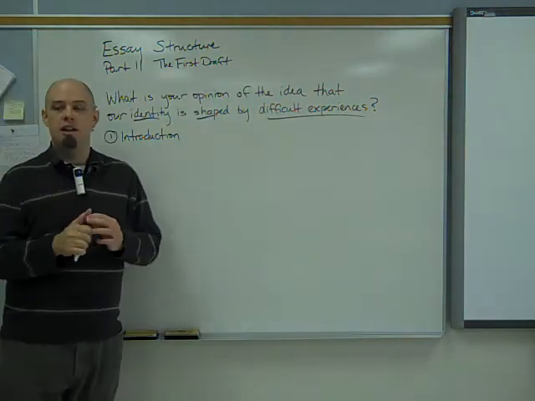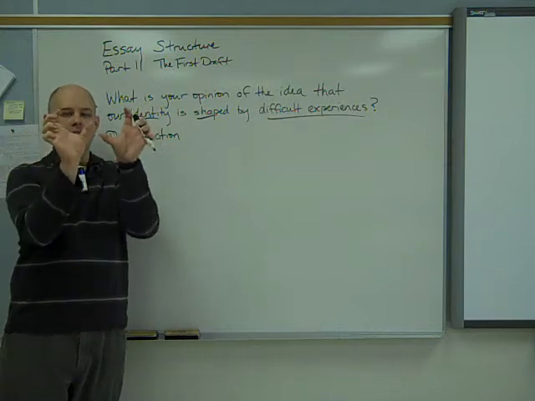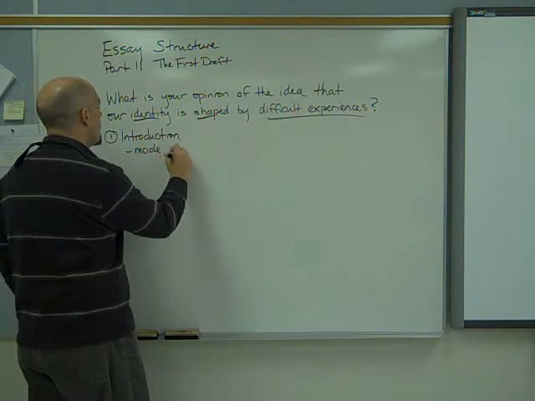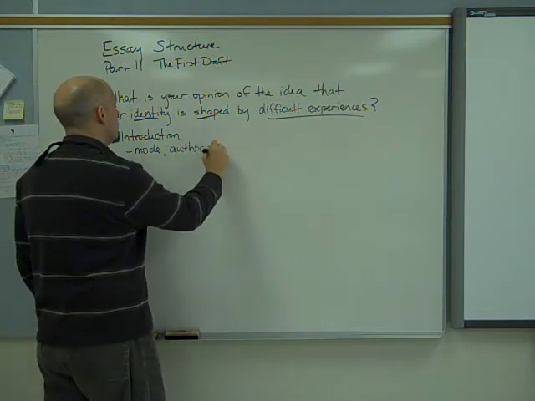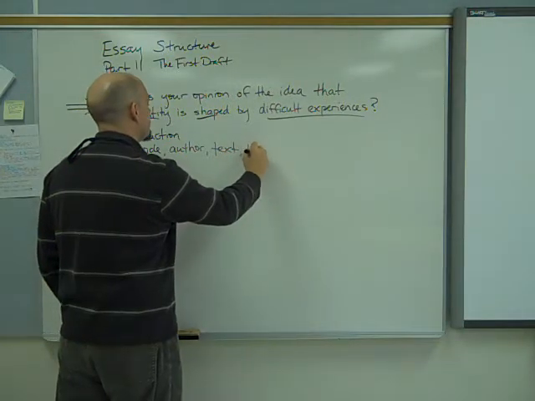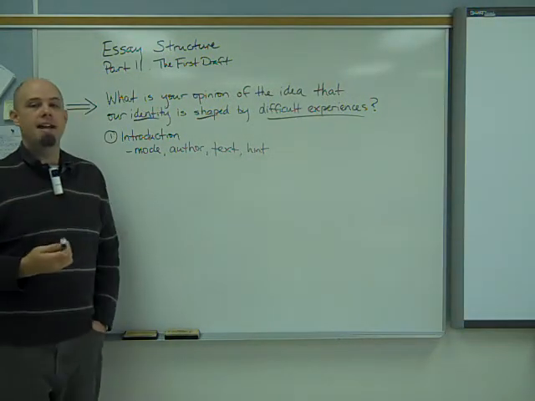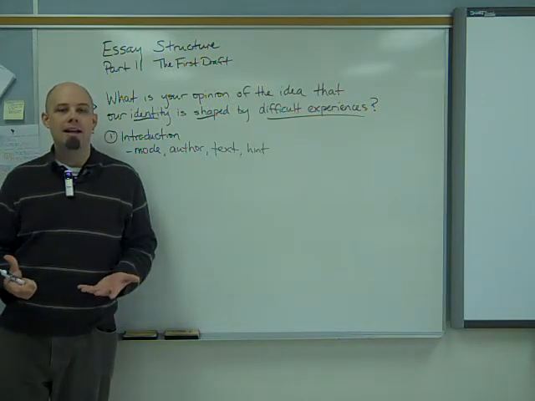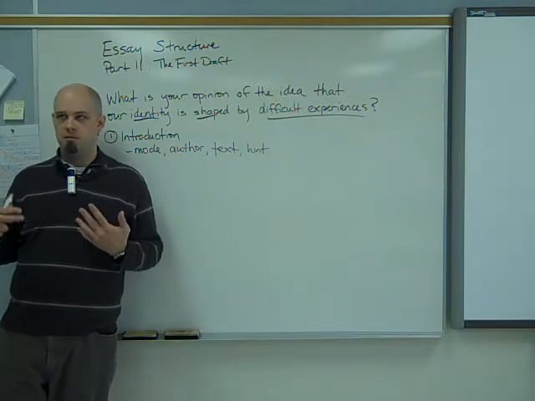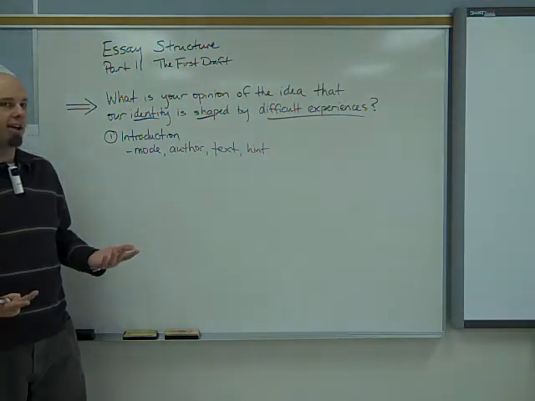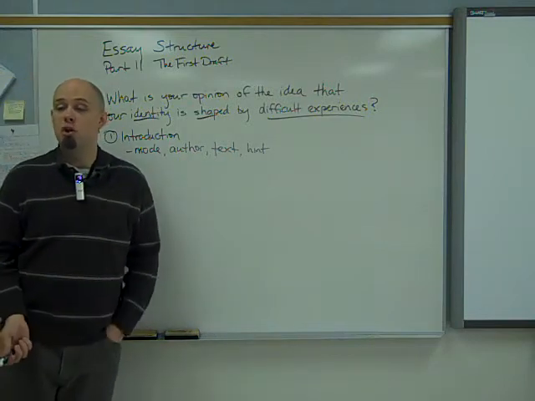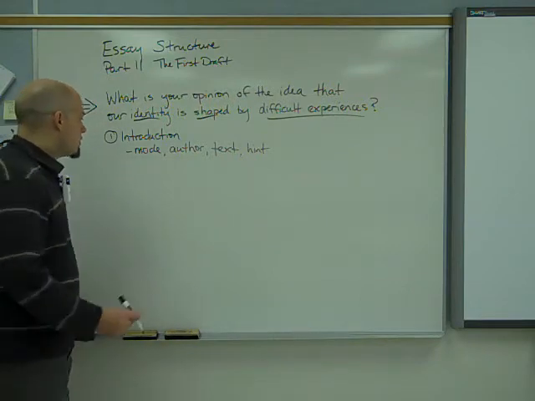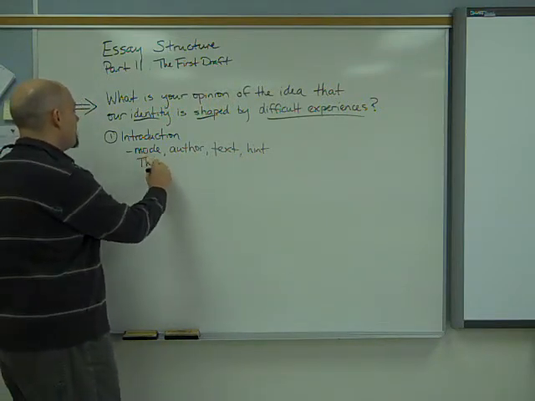In the introduction, you need to start off at the very beginning with mode, author, text, and hint. Real simple. Mode, author, text, hint. Now, what I mean by mode is the mode of writing, the type of writing, the type of text that you're studying. So if it's a film, the mode is film. If it's a short story, the mode is short story. If it's a novel, the mode is novel. So you talk about that first. The film.